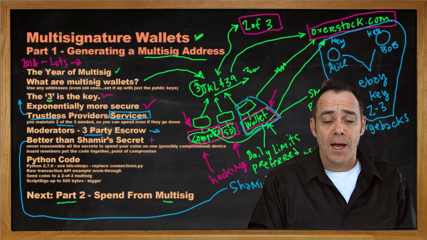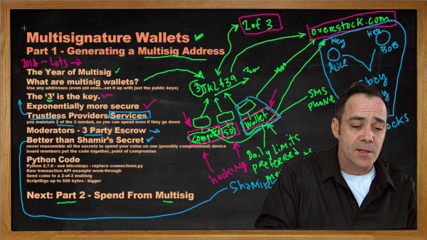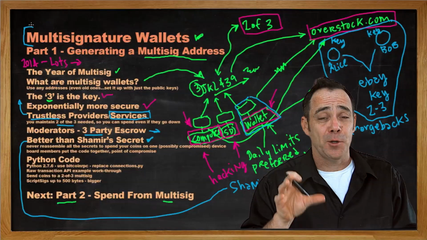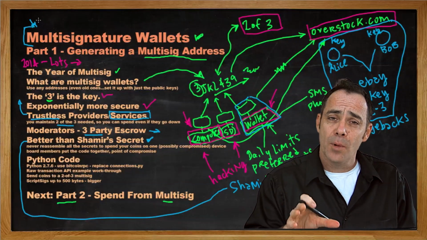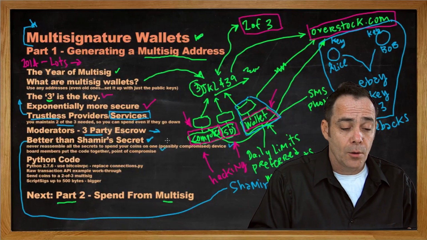So try to avoid the hype and the beauty of this name, Shamir's secret. It is not as cool or as powerful as multi-signature, and really should just not be used, okay? So if you're really looking to increase security, and you should be, then multi-signature is the way to go. And these are the 2 reasons why, okay?